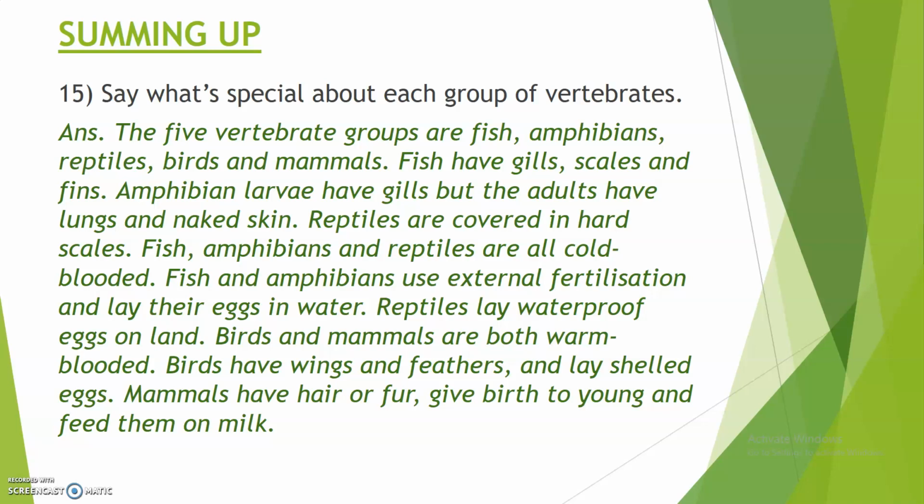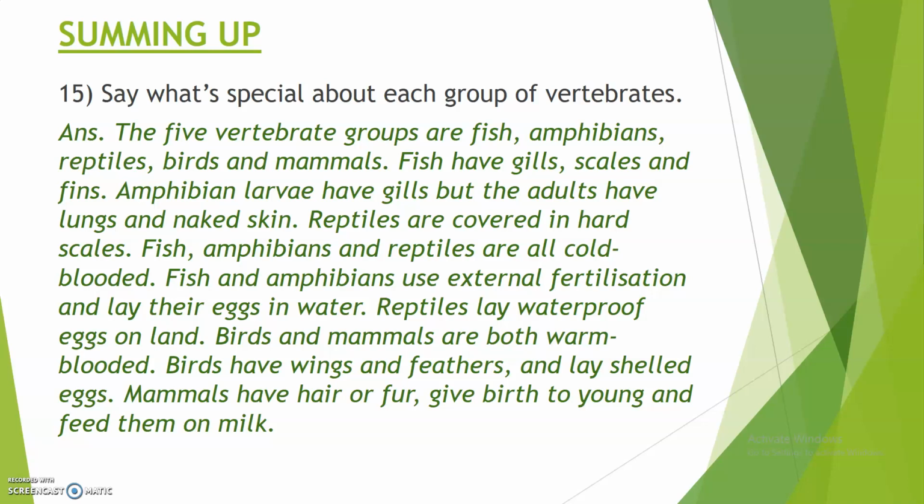We will discuss some features. Fish have gills, scales, and fins. Amphibian larvae have gills, but the adults have lungs and naked skin. So remember the frog. Reptiles are covered in hard scales. So we remember the tortoise, snake, etc. Fish, amphibians, and reptiles are all called cold-blooded. You all know that. They cannot regulate their body temperature. Fish and amphibians use external fertilization. What does that mean? It means the fertilization takes place outside the body. Okay. And they lay their eggs in water. Reptiles lay waterproof eggs on land.